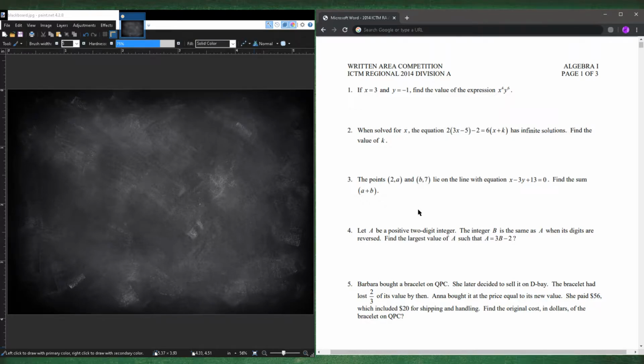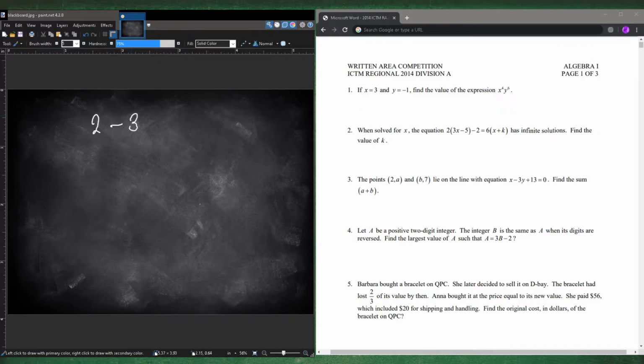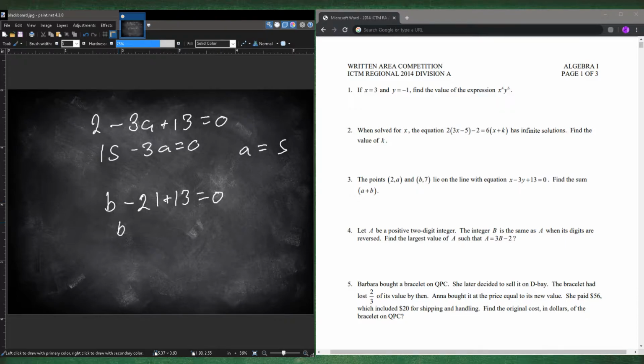Points 2 comma a and b comma 7 lie on the equation x minus 3y plus 13 is equal to 0. Find the sum of a plus b. Okay, so we just have to plug that in. So 2 minus 3a plus 13 is equal to 0. So that means 15 minus 3a is equal to 0. So a is equal to 5. Okay, now let's find b. So b minus 21 plus 13 is equal to 0. So b minus 8 is equal to 0. So b is equal to 8. So adding them together, you get an answer of 13. Basically that simple.